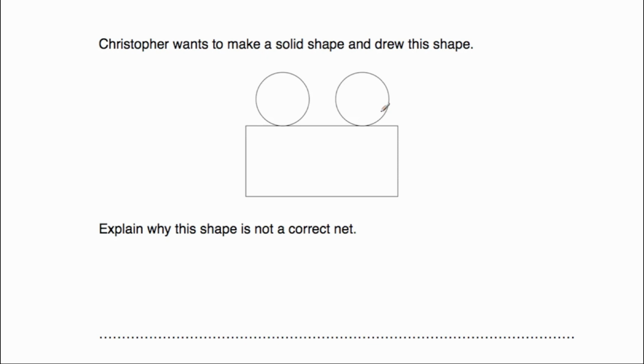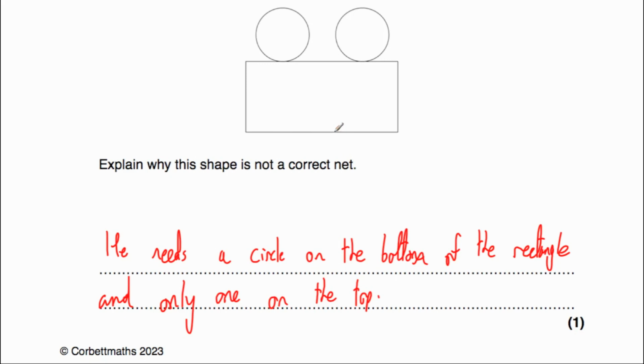There'd be no circle on the bottom of the cylinder. There'd be a hole at the bottom. So I've just written he needs a circle on the bottom of the rectangle and he only needs one circle on the top. And that's it. Okay, let's have a look at our next question.